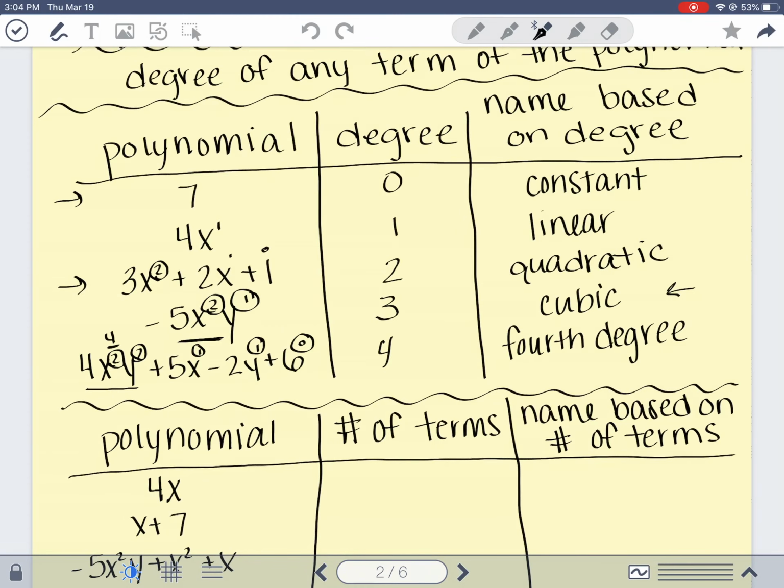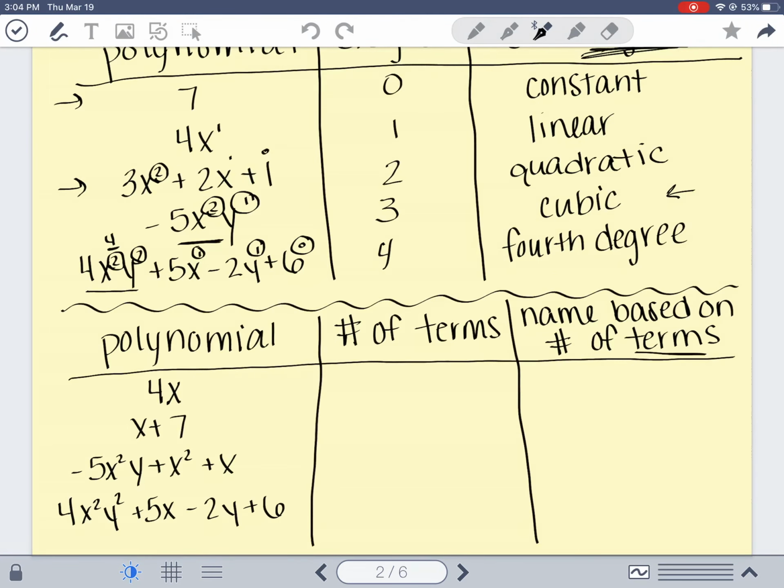So up here we can name it by degree, but we can also name it by the number of terms. In this first one, there's only one term. There's no plus or minus separating anything. It's stuck together. So this has one term. This is called a monomial. In this second one, notice how there's only one plus sign. So these two are separated. This has 2 terms. This is called a binomial.